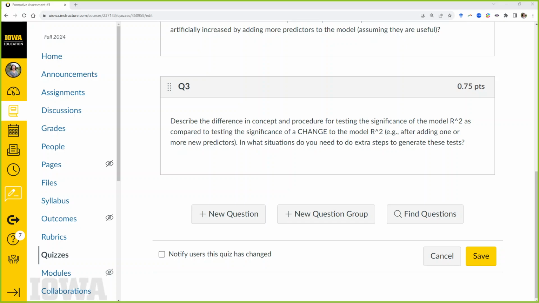When you want to see if adding more predictors improves the model's ability to account for the variance. Yeah, so adding another or other predictors. So then going into the last part of the question, when would we need extra steps to generate that additional F-test that's not directly given by the model?